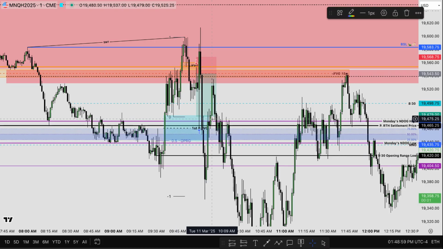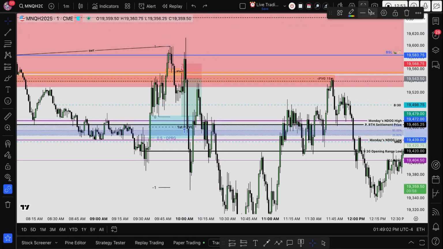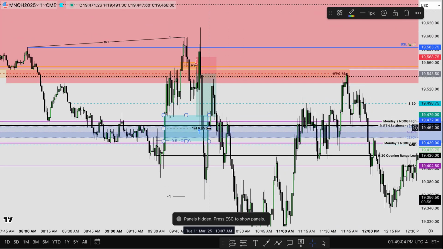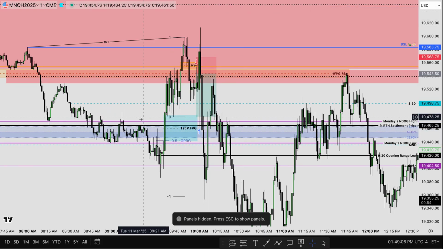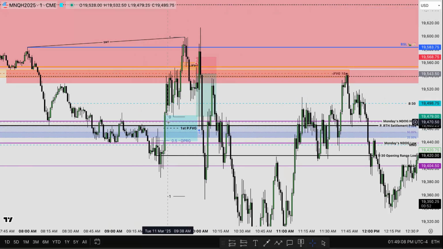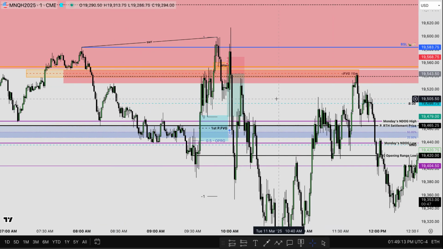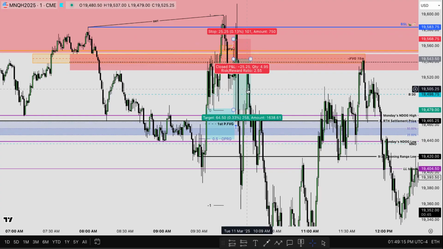And we have first presented fair value gap. Okay, could have entered on the retest right here again. Rallies. Okay, but I wasn't looking to go long. I was looking to go short.